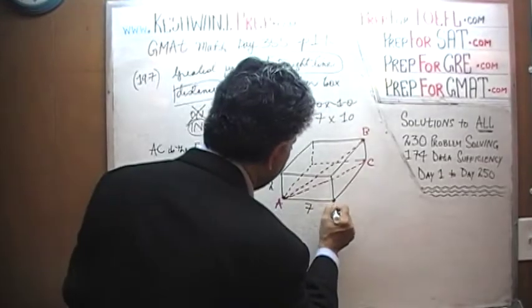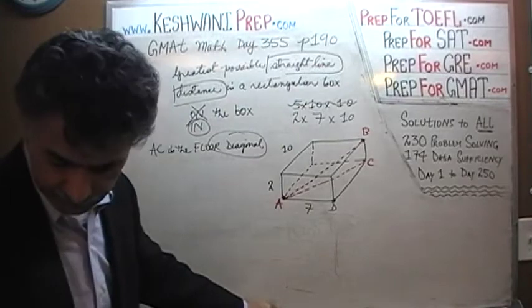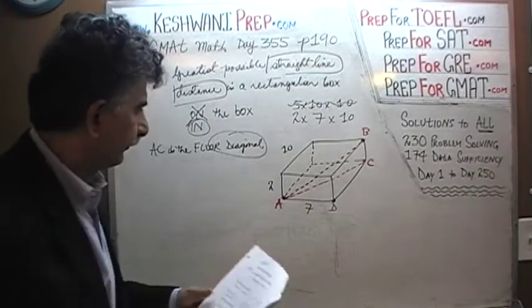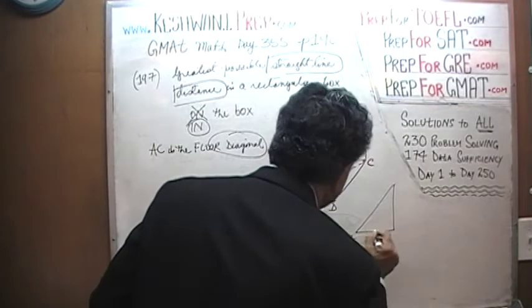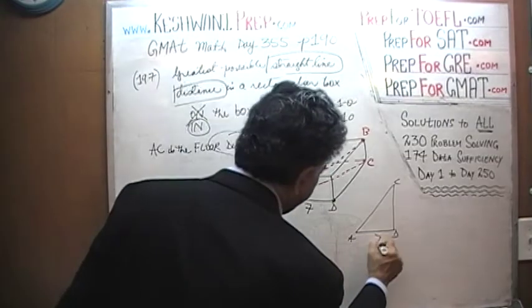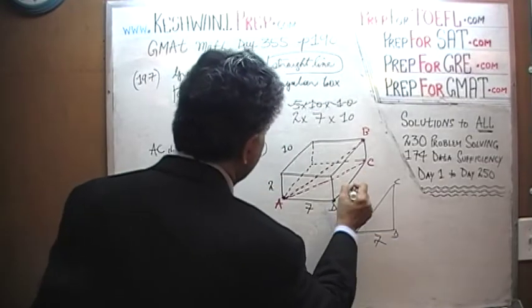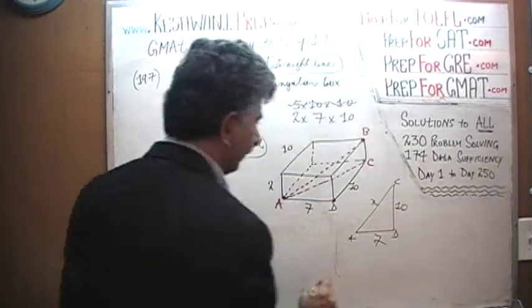Let's call this thing D. Let's look at triangle ACD. Right here. A, C, and D. D is right here. A to D is 7. C to D is same as this guy, which is 10. And this is what we're looking for.